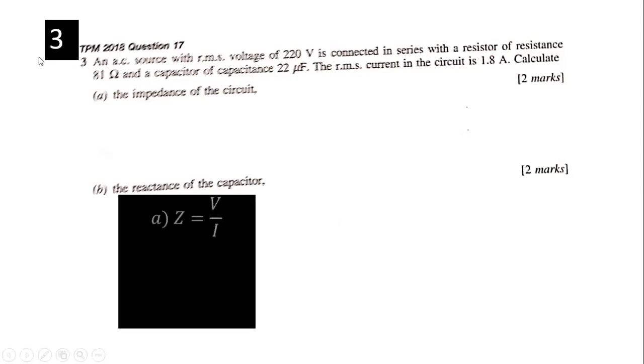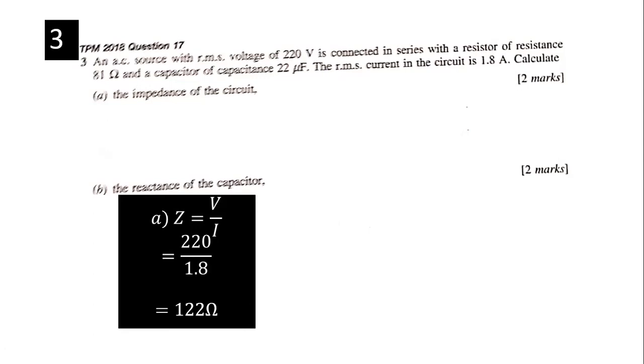So calculate your impedance. It is just your V over I, depending on what they are given. They are given your 220 and given your current, so that's why you have to use this. This voltage is across the impedance, and you have a current flowing through the impedance. 220 root mean square, and this is also root mean square. Reactance of capacitor.